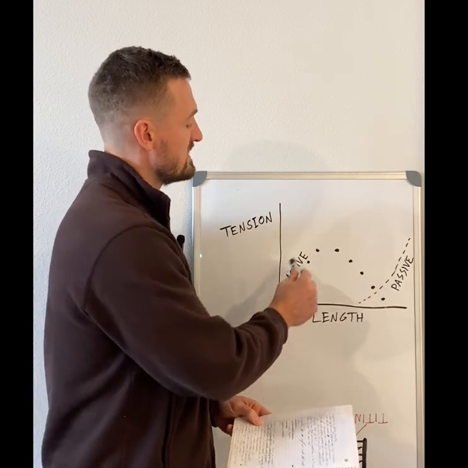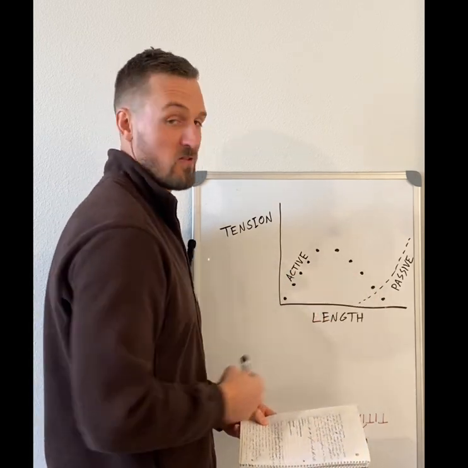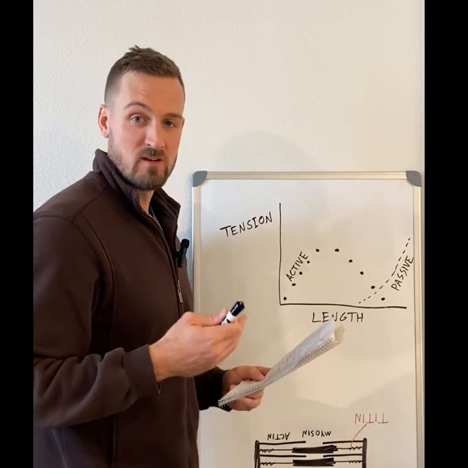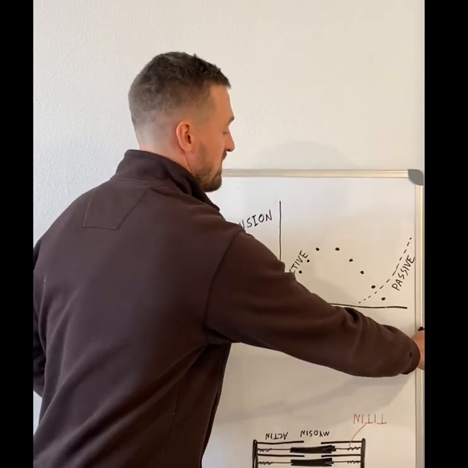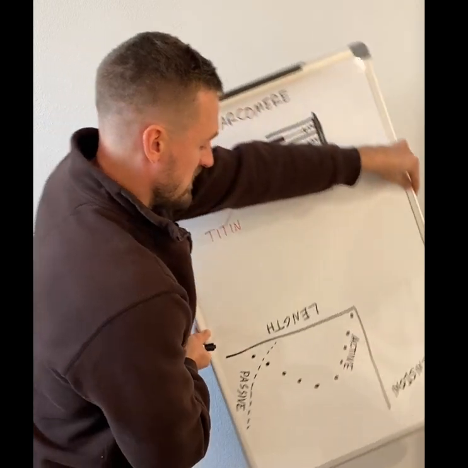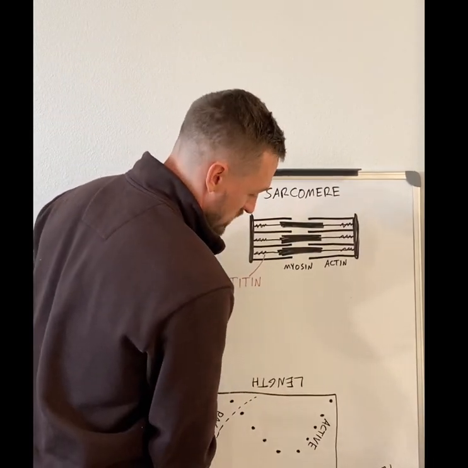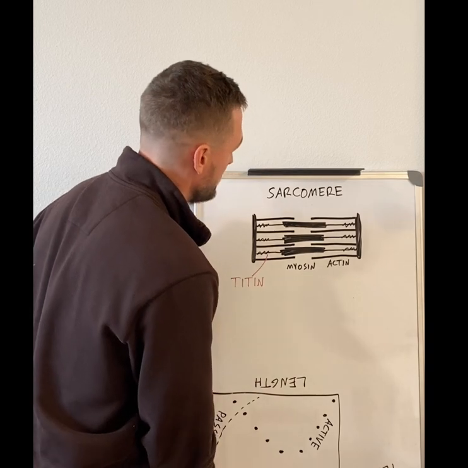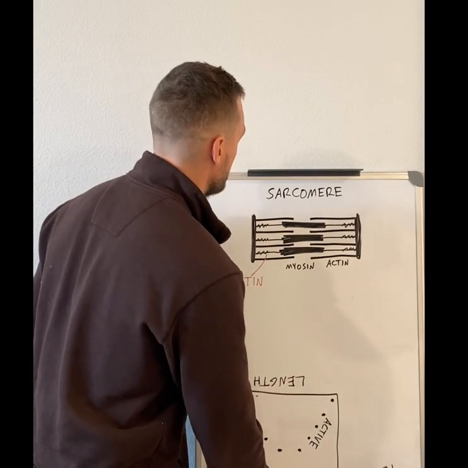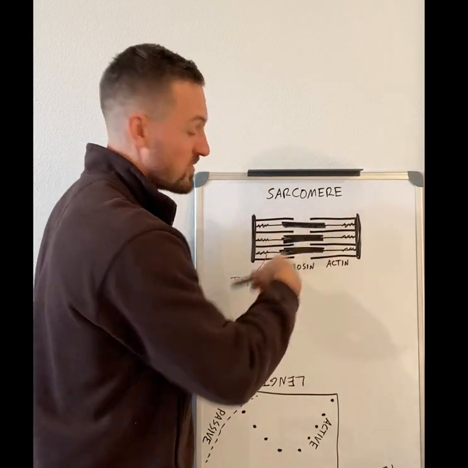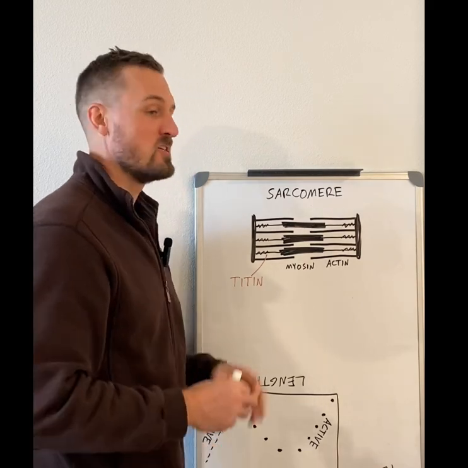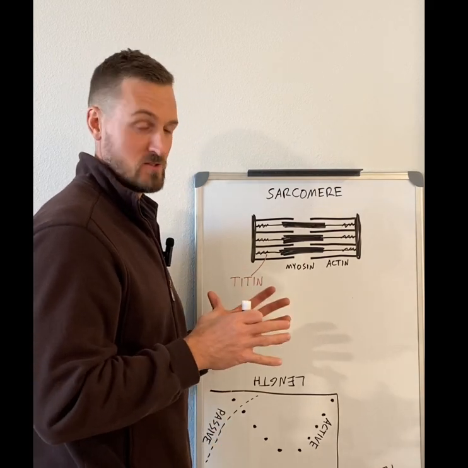So where does this active tension curve come from? For that, we're going to have to do a little anatomy. So let me flip my whiteboard around here. And we are going to look at what's called the sarcomere. The sarcomere, this graphic up here, is the contractile unit of muscle.